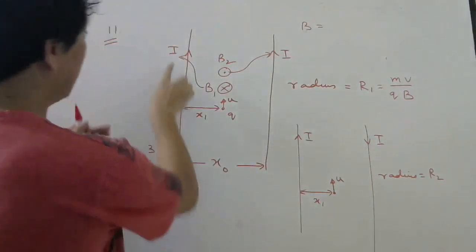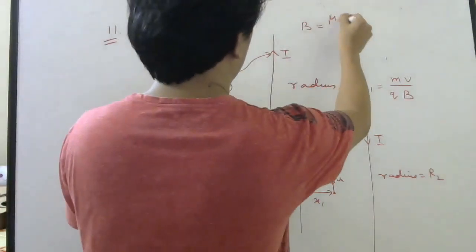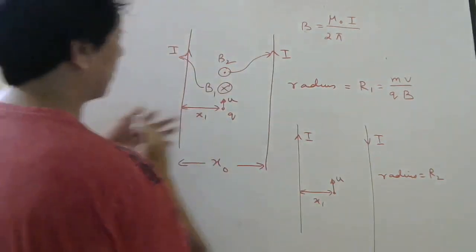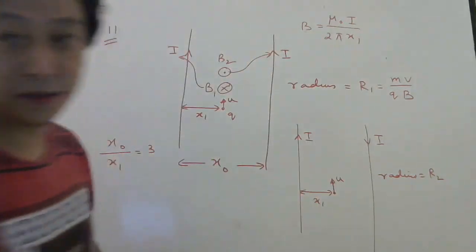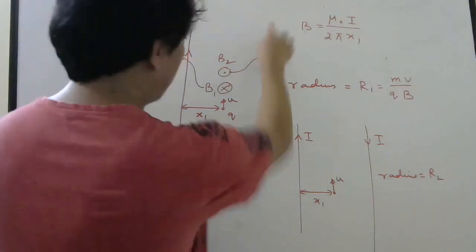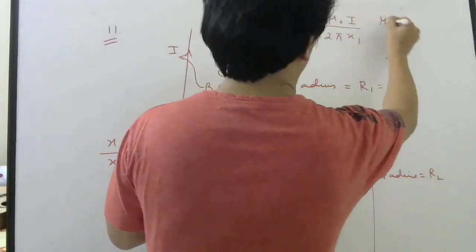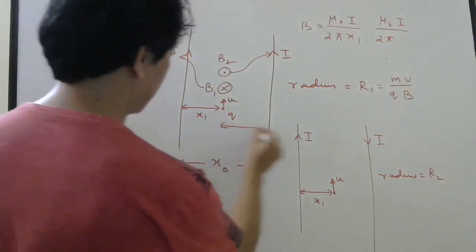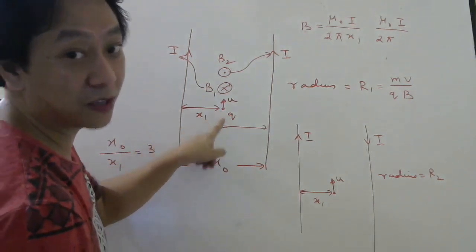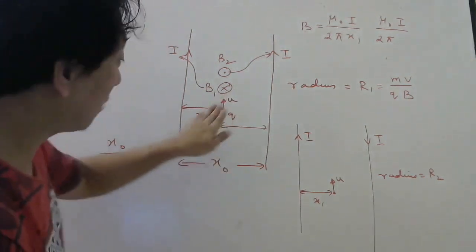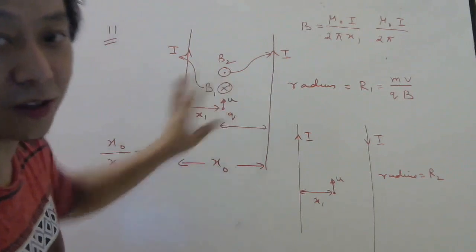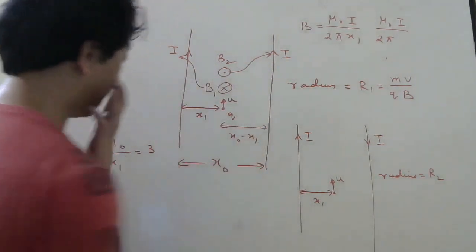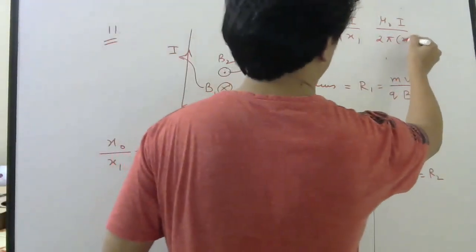Let us calculate. Due to this current, it will be mu naught I by 2 pi times this distance x1, correct? And due to this wire, it will be mu naught I by 2 pi times this distance. At this point I want the magnetic field, because the charge is moving here. Whatever the magnetic field is at that point, that will act on the moving charge. So what is this distance? x0 minus x1.